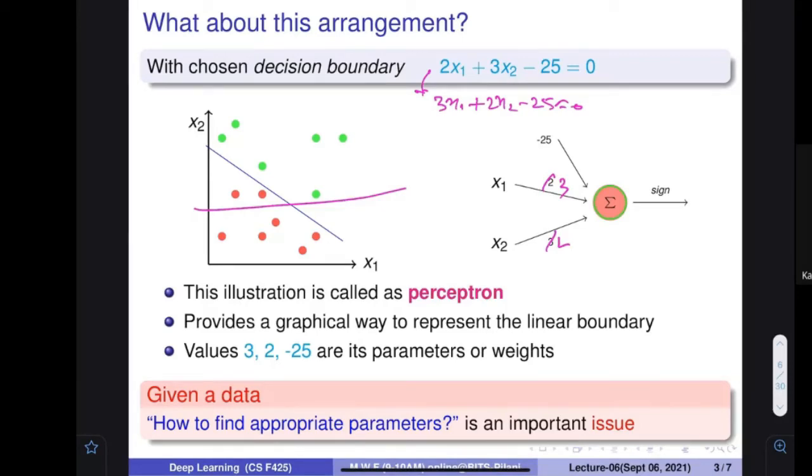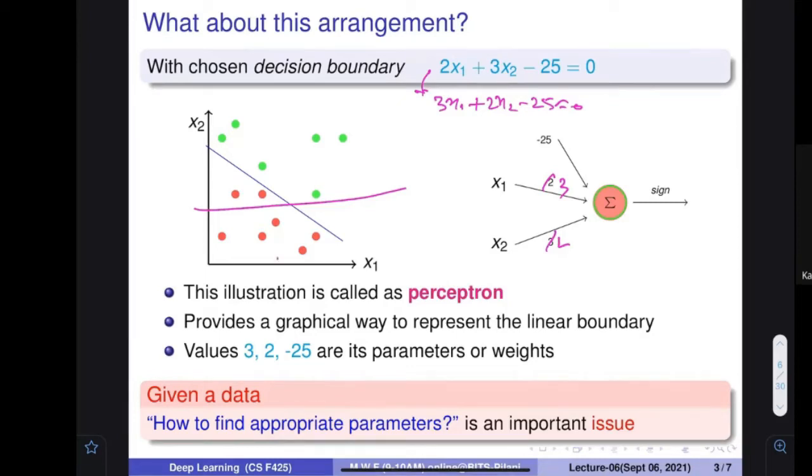You can find that particular value. You put x1 equal to 0 and see at what point x2 is going to cut. You can draw this particular line. When x2 is equal to 0, then x1 is equal to 25 by 3.